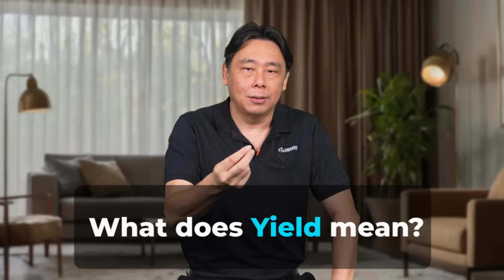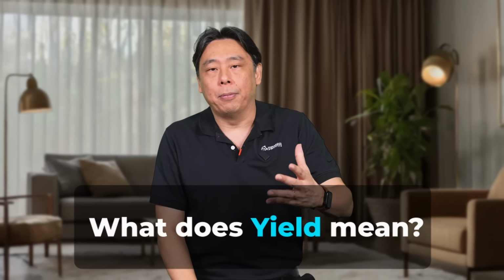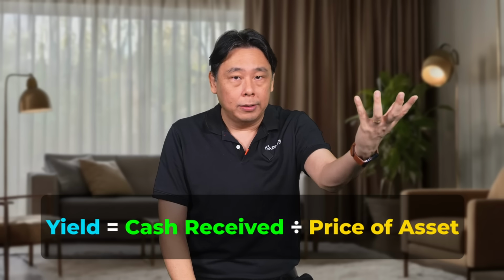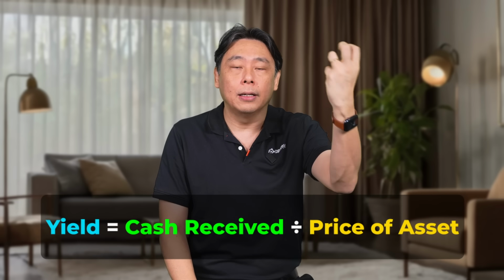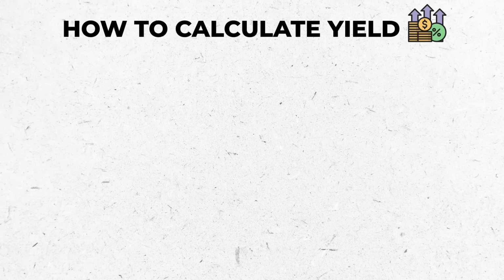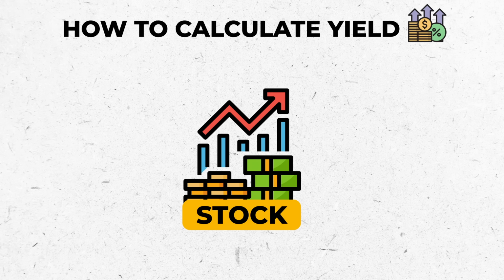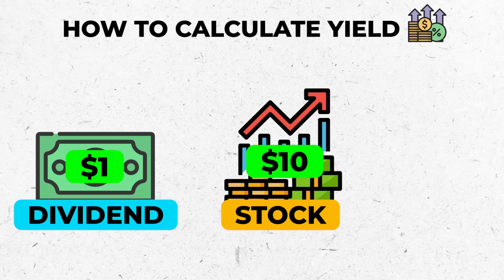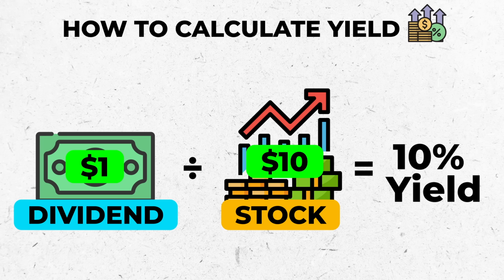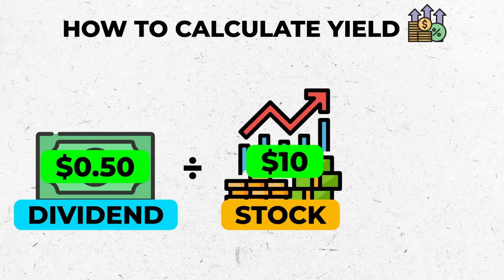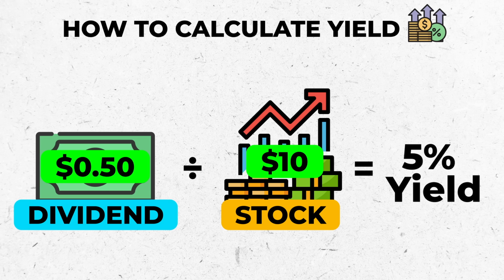But first, you have to understand the concept of yield. What does yield mean? So let me give you an example. Yield is the cash that you receive a year divided by the price of the asset. So for example, if you buy a stock that is selling at $10 in the market, and this stock pays you $1 of dividends a year, what's the yield? You get $1 dividends a year out of $10, that's a 10% yield, right? If the stock pays 50 cents a year in dividends, 50 cents a year divided by $10, that's a 5% yield. So that is the meaning of yield.